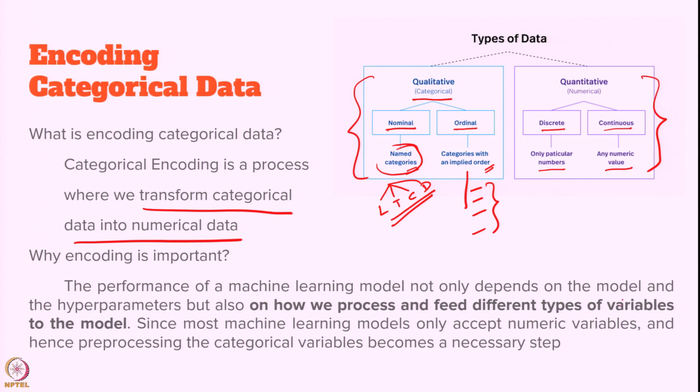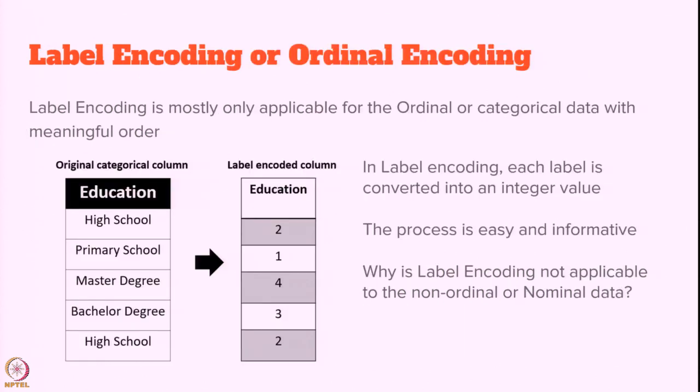Now, there are various ways in which we can do the encoding. We will learn only a few ways. The first one is label encoding or the ordinal encoding. As the name suggests, it is for the ordinal categorical data. Ordinal categorical data, you know that these are the categories that have an inherent order. You have primary school, then high school, then bachelor's, then master's, maybe after that some PhD. So there is an inherent order in it. If there is an inherent order and you are using it in your data, then it is better to do ordinal encoding, which is also known as label encoding.